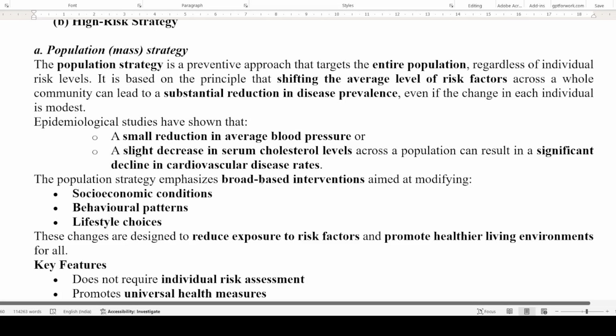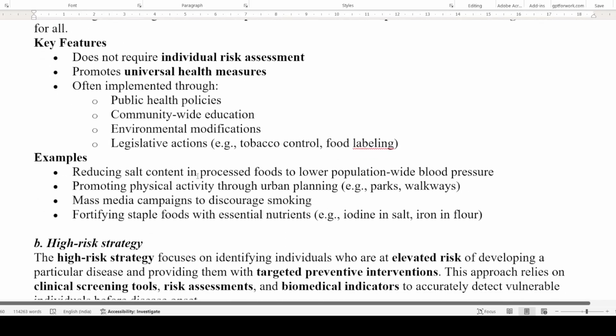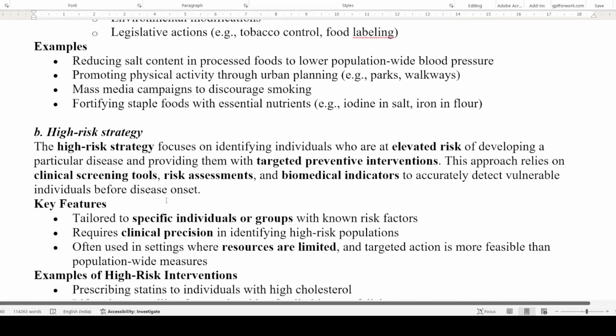So this population strategy emphasizes broad-based interventions which aim to modify socioeconomic conditions, behavioral patterns, and lifestyle choices. These changes are designed to reduce exposure to risk factors and promote a healthier living environment for all. In this strategy, the key feature is that there is no requirement of individual risk assessment. It promotes universal health measures, and often it is implemented through public health policies, community-wide education, environmental modifications, and legislative actions like tobacco control and food labeling. Examples are reducing salt content in processed food, promoting physical activity through urban planning, mass media campaigns to discourage smoking, and fortifying staple foods.